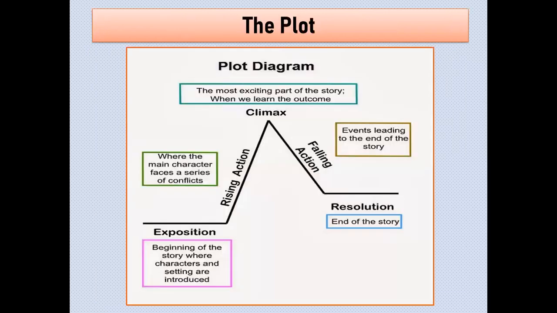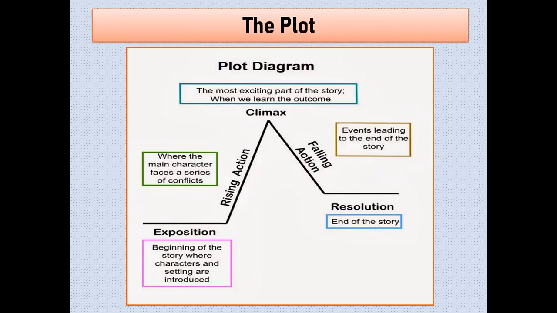So very quickly, let us look at the plot structure. Generally, a short story or a novel follows this kind of a plot. We begin with the exposition, which is the beginning of the story, where characters and setting are introduced. And then there is the rising action, where the main character faces a series of conflicts. And this brings us to the climax, which is the most exciting part of the story when we learn the outcome. And then the falling action, which is a reference to the events leading to the end of the story. And finally, the resolution or the end of the story.